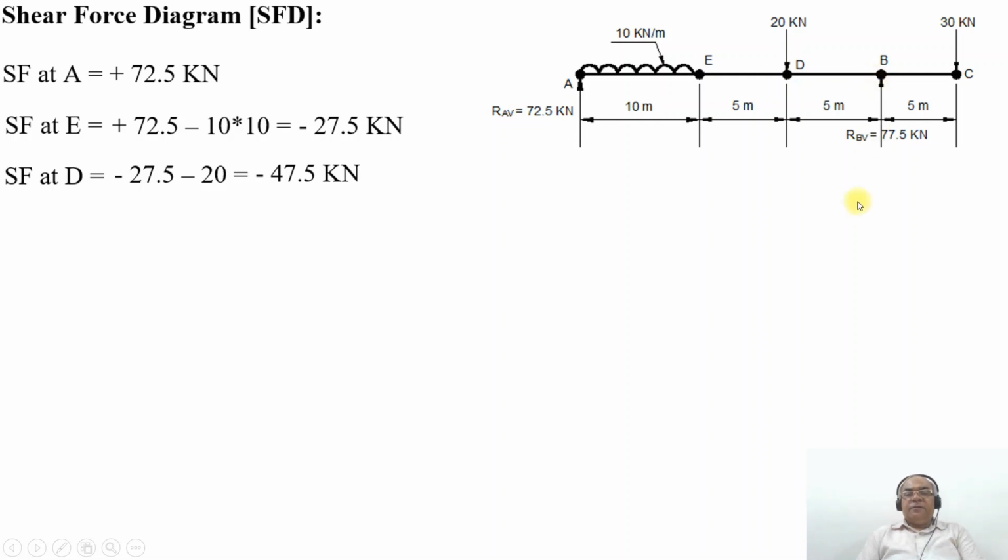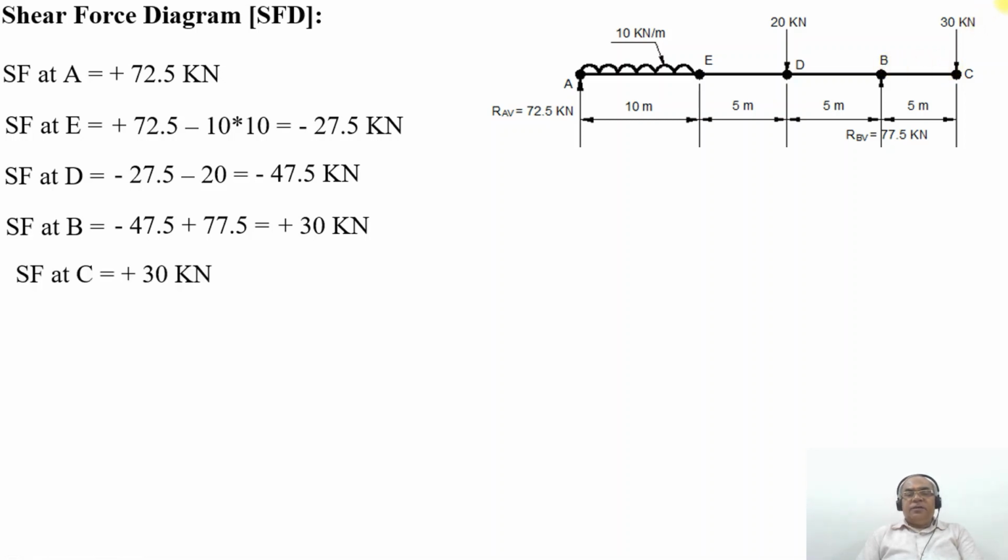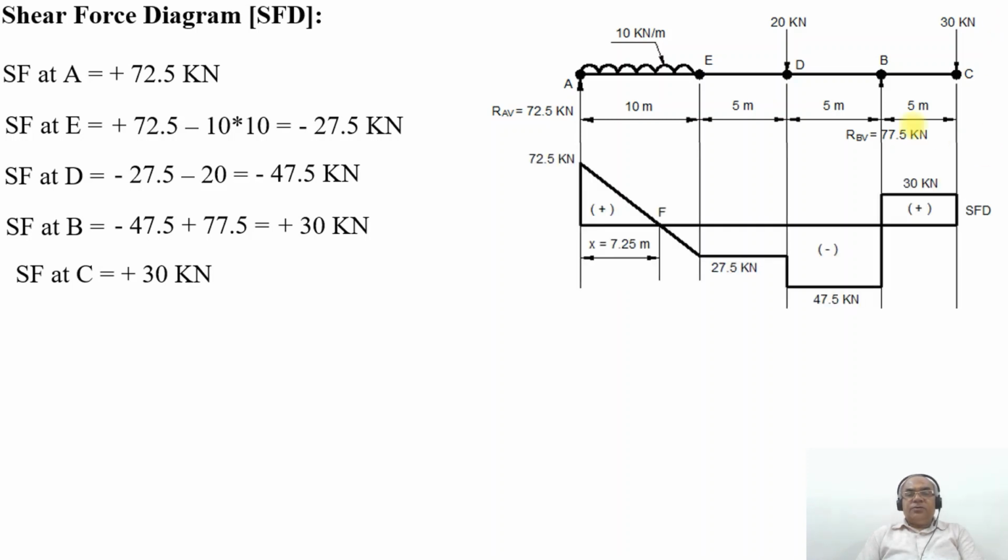SF at B will be equal to minus 47.5 plus 77.5, which will be equal to plus 30 kilonewton. Then between B and C, it remains constant at 30 kilonewton. SF at C will also be equal to plus 30 kilonewton.